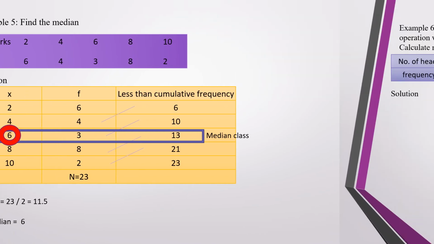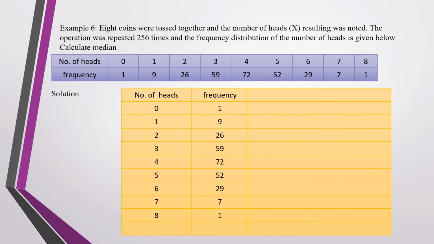Moving on to the next example. If 8 coins are tossed together, the number of heads resulting was noted. The operation was repeated 256 times and the values are given: number of heads and its frequency. Finding the less than cumulative frequency, adding the values we get 95 plus 72 plus 52 is 219, plus 29 is 248, plus 7 is 255, plus 1 is 256. N is 256.